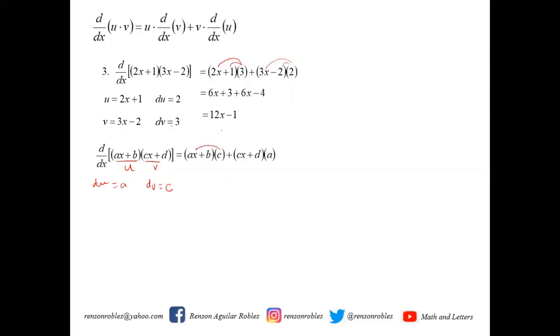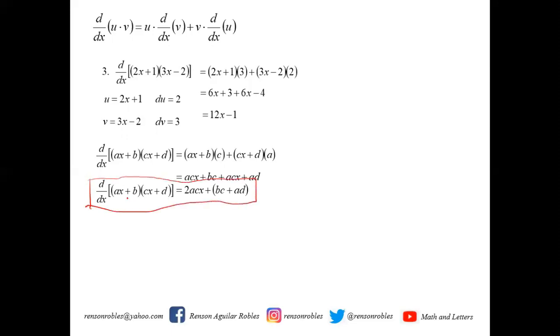And then again, you just distribute this inside, same with a, and then you shall have ax times c is acx, b times c is bc, plus cx times a is acx, plus d times a is ad. And then you collect similar terms. These two will be combined, and that will give you 2acx plus bc plus ad. And we shall use this formula to find the derivative of a function of this form.